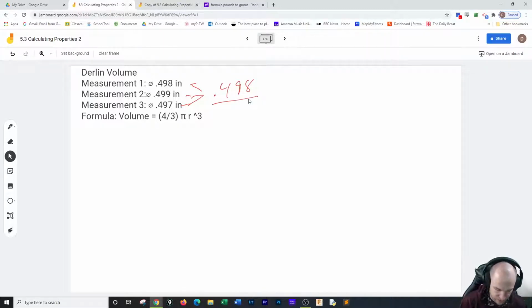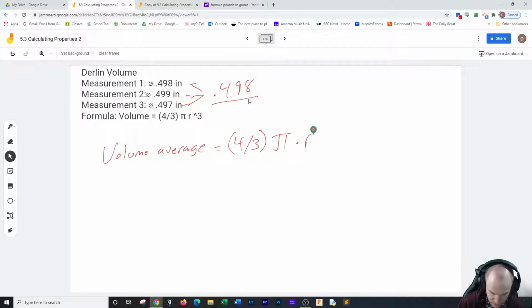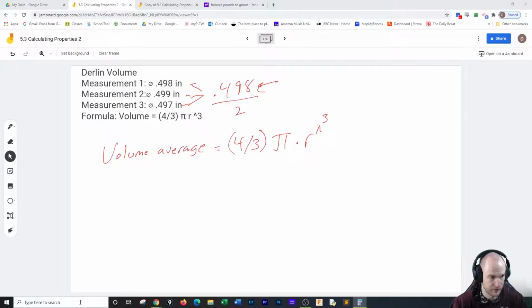So I'm going to do volume average equals 4/3 pi times radius cubed. So this is the average diameter. So to get the average radius, I have to divide it by 2. So let's get my calculator back out.